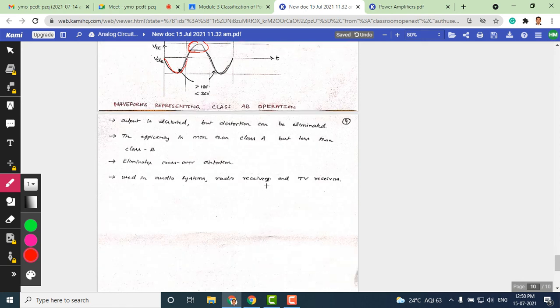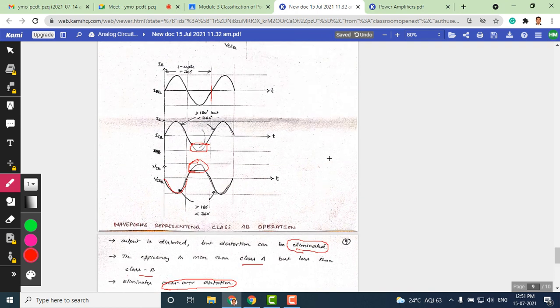Lastly, the output is distorted, but this distortion is minor and can be eliminated by using other circuit design techniques. The efficiency is more than class A, but less than class B. This amplifier eliminates the type of distortion called crossover distortion. Therefore, it is used in circuits such as audio systems, radio receivers, and TV receivers. So with that, different classification of amplifiers done, we will go to some mathematical aspects of the power amplifiers in the next class.